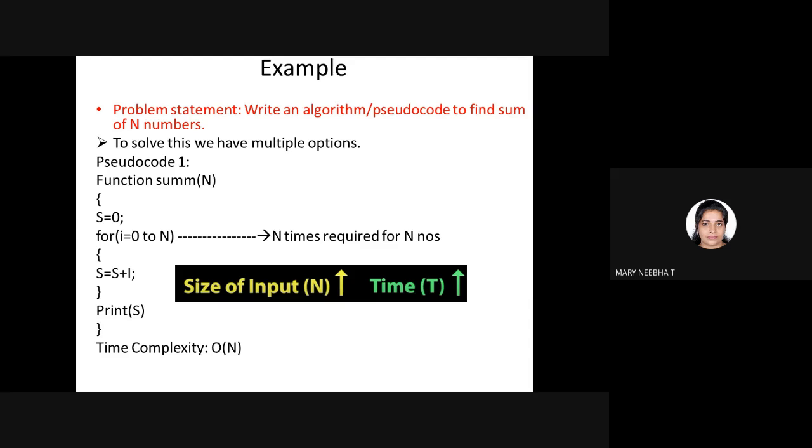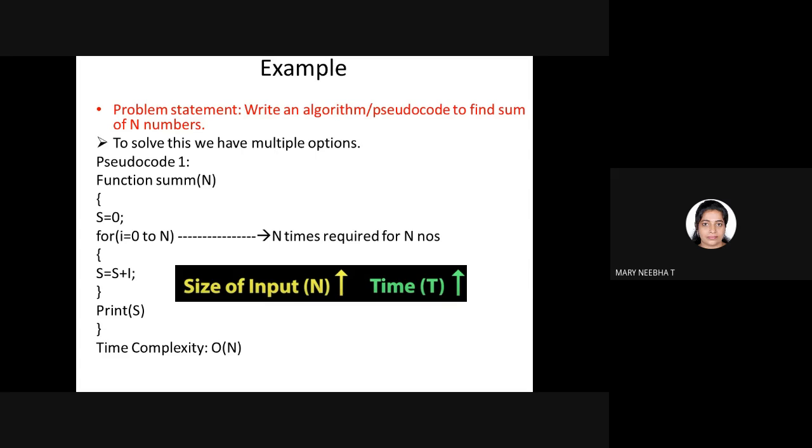So it may depend on the programming style, the programming logic we use. Okay, so we should stick with a smaller amount of time. We have to execute the program with minimum time. So we'll see an example here.